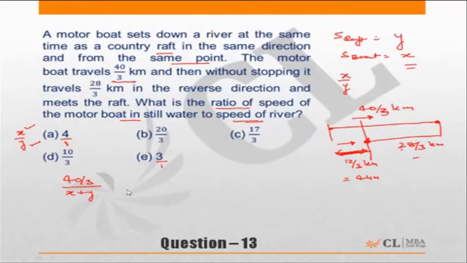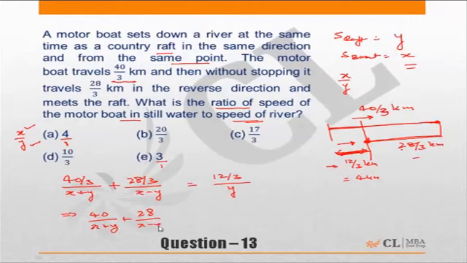So 40 by 3 upon x plus y plus 28 by 3 upon x minus y, because now it is in the upstream direction. So this is the time taken by the boat to cover 40 by 3 kilometers downstream plus 28 by 3 kilometers upstream. In the same time, the raft has covered 12 by 3 kilometers in the direction of the river, so its speed would have been the same as that of the river, y. Okay, which implies 40 upon x plus y plus 28 upon x minus y is equal to 12 upon y.